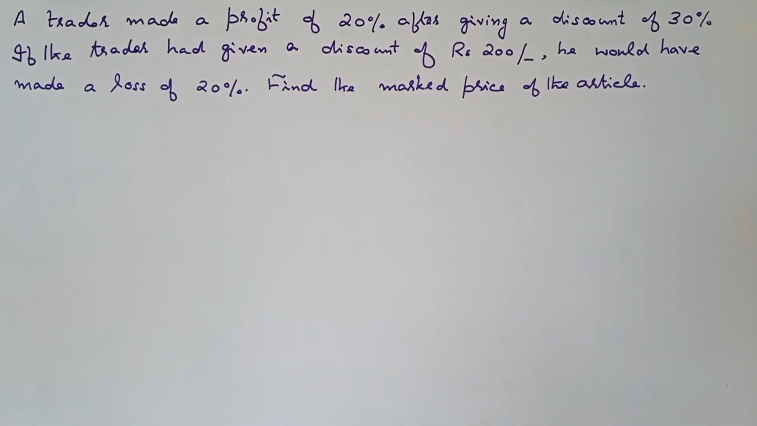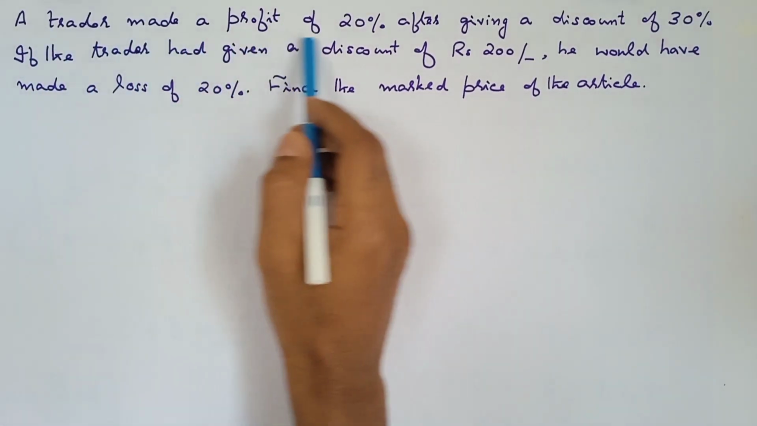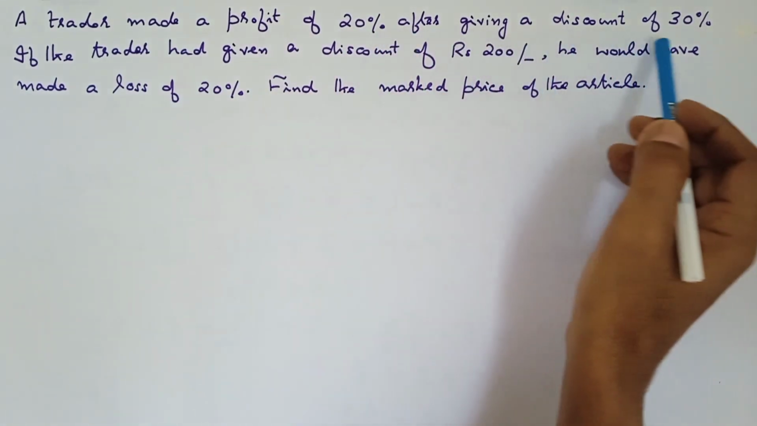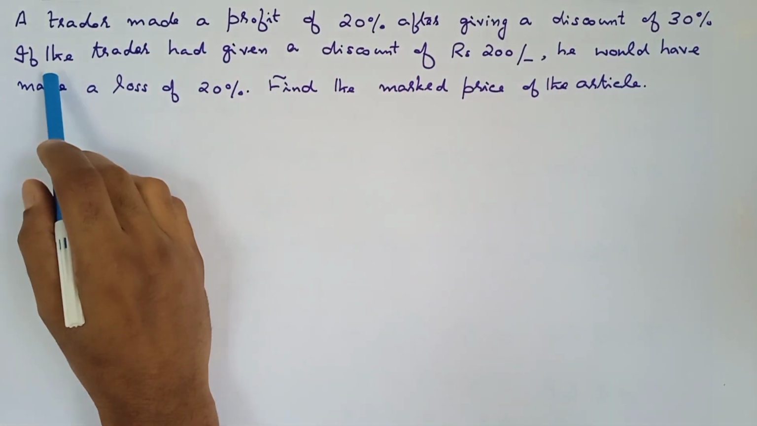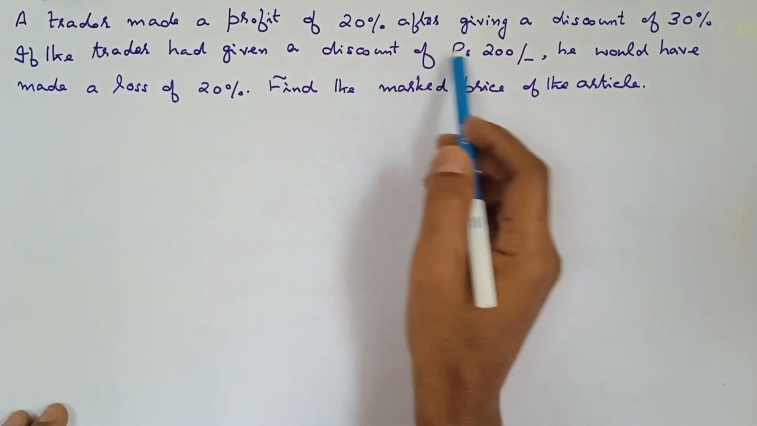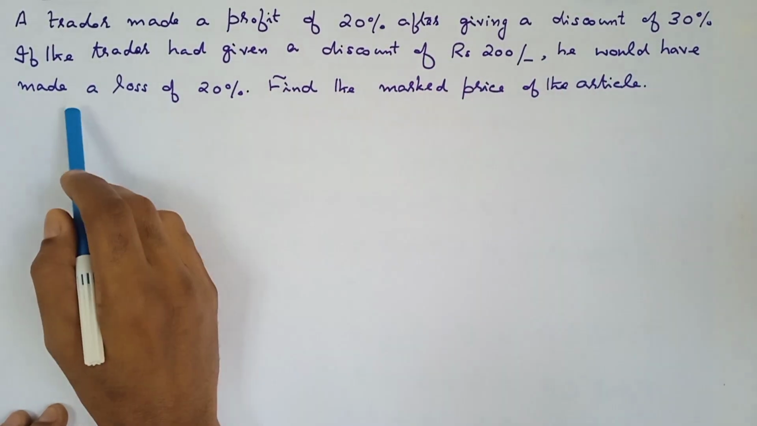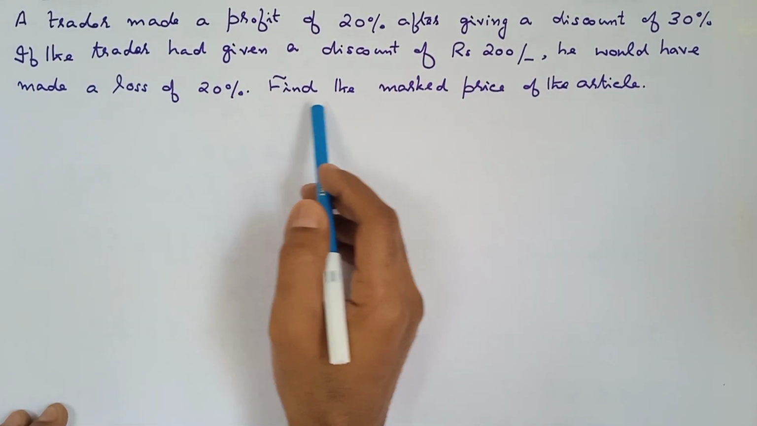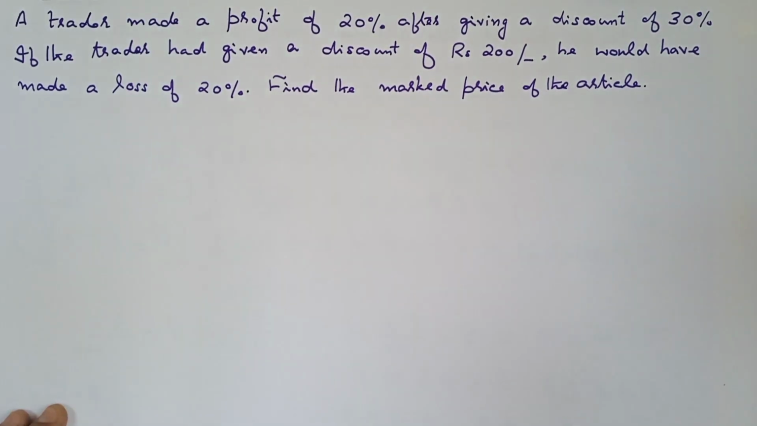Hey guys, we are working a few more problems from profit and loss. A trader made a profit of 20% after giving a discount of 30%. If the trader had given a discount of rupees 200, he would have made a loss of 20%. Find the marked price of the article.